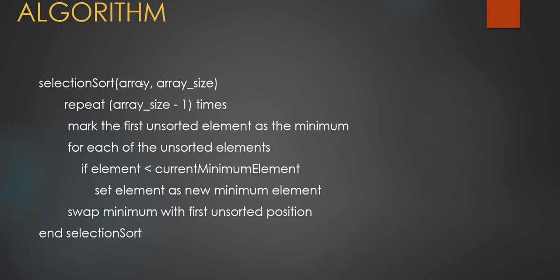Here we are providing an array which we need to sort and its size. Repeat this loop over the unsorted array. Mark the first element as minimum and for all other elements remaining in the unsorted part, compare each element with the minimum element. If this element is less than the current minimum element, then we are going to swap this element with the existing minimum element, and once we are done with all swapping, finally we will get a sorted array, which is the end of our selection sort.